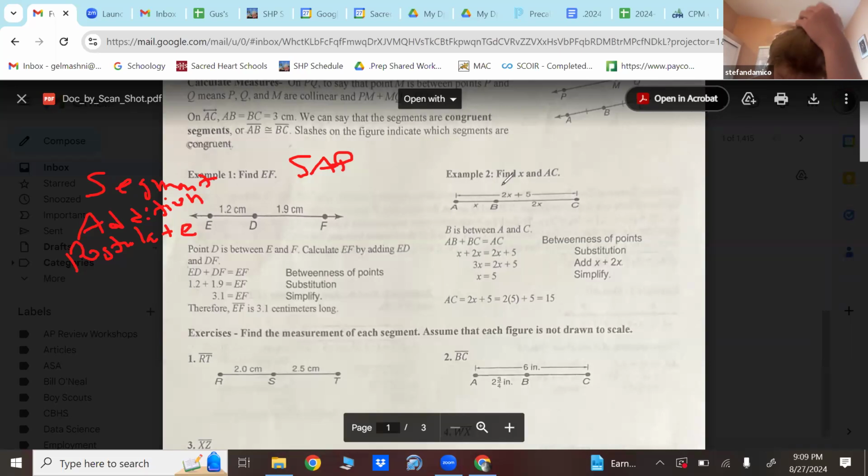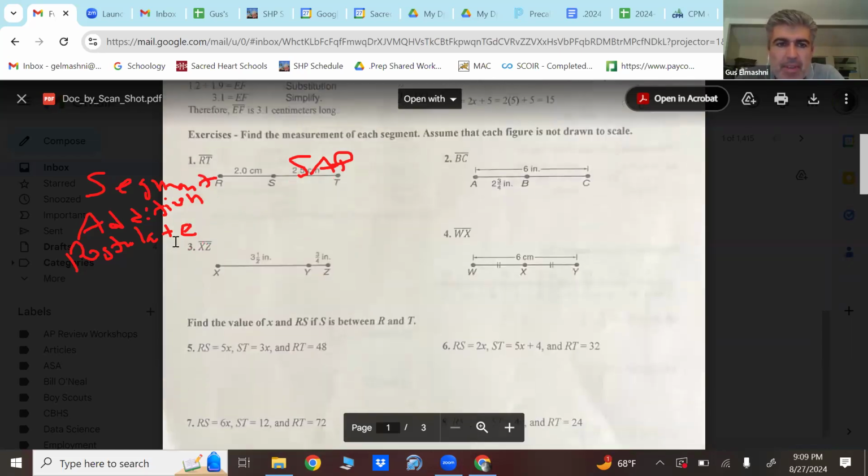Or here, x and 2x together add up to 3x, which equals 2x plus 5. So 3x equals 2x plus 5. So it's all pretty easy, intuitive stuff.